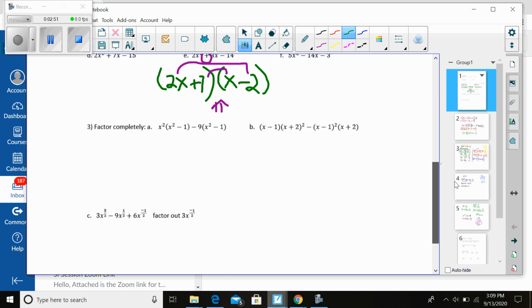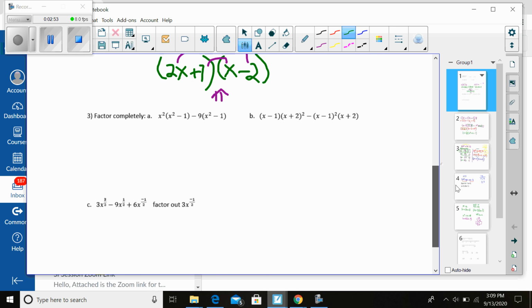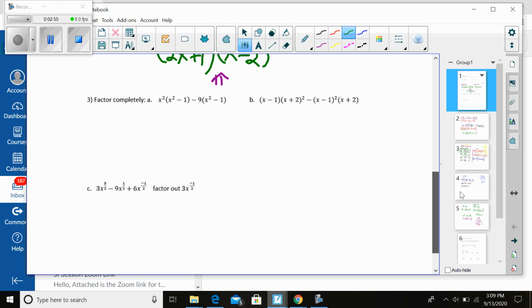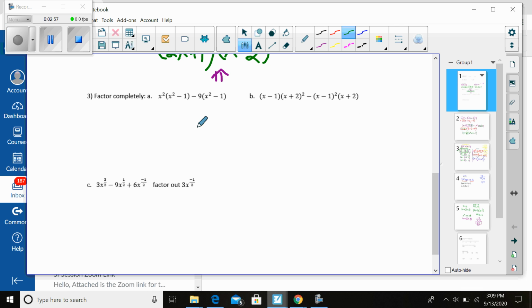All right, I take a look here in number 3. Okay, and I say, well, what could I factor out of each term? A term is anything between a plus or a minus sign. So this is a term, and this is another term. Okay, so what's a common factor? And I can see x squared minus 1 is my common factor. So that would get factored out.